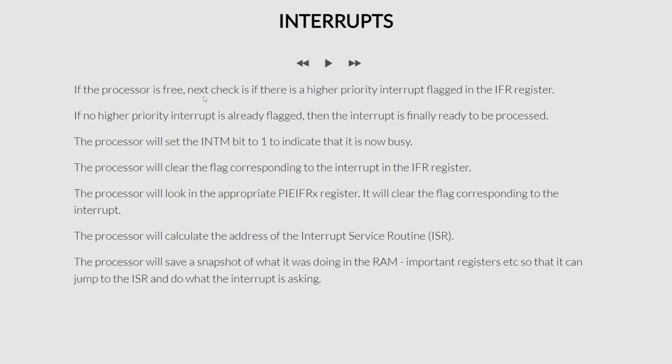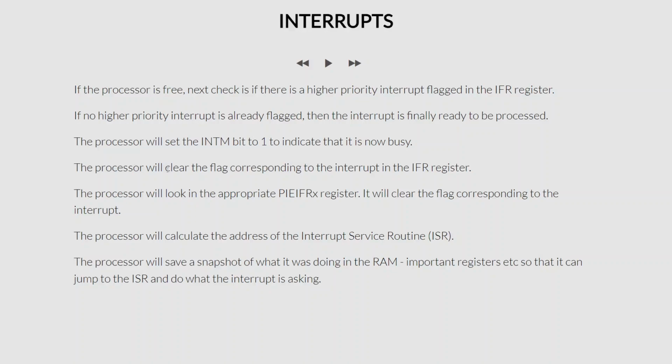If the processor is free, the next check is if there is a higher priority interrupt flag in the IFR register. Remember, again we are talking about priority. So there is priority within a group, there is priority between groups, right? That's how it is. Now, if no higher priority interrupt is already flagged, then this interrupt is finally ready to be processed. And when it is ready to be processed, the processor will then set this interrupt mask bit to 1. Why? Because this means the processor is now busy handling this interrupt. This is a way of saying, look, I am now busy, right?